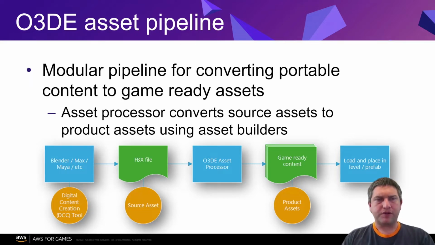We call that first step a source asset, the portable assets, the assets that are usable elsewhere. And then the engine specific content we call product assets. The big difference here is the product assets are going to be read only. You shouldn't make any changes to them because the next time the asset processor runs, it may overwrite those changes.